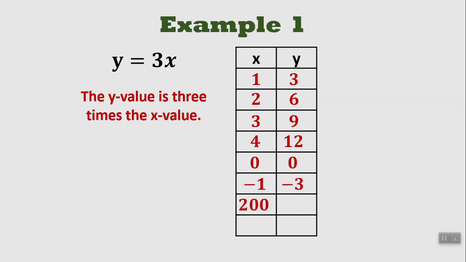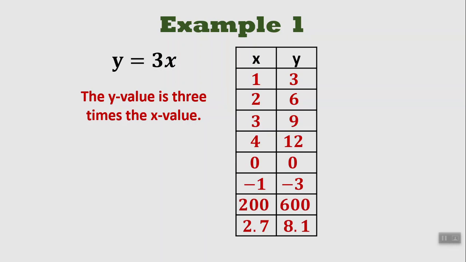What if we picked a number like 200? Well, 3 times 200 is 600. So the ordered pair 200, 600 is also a solution to the equation y equals 3x. What if we picked a decimal, 2.7? Well, 3 times 2.7 is 8.1, so that's also a solution.